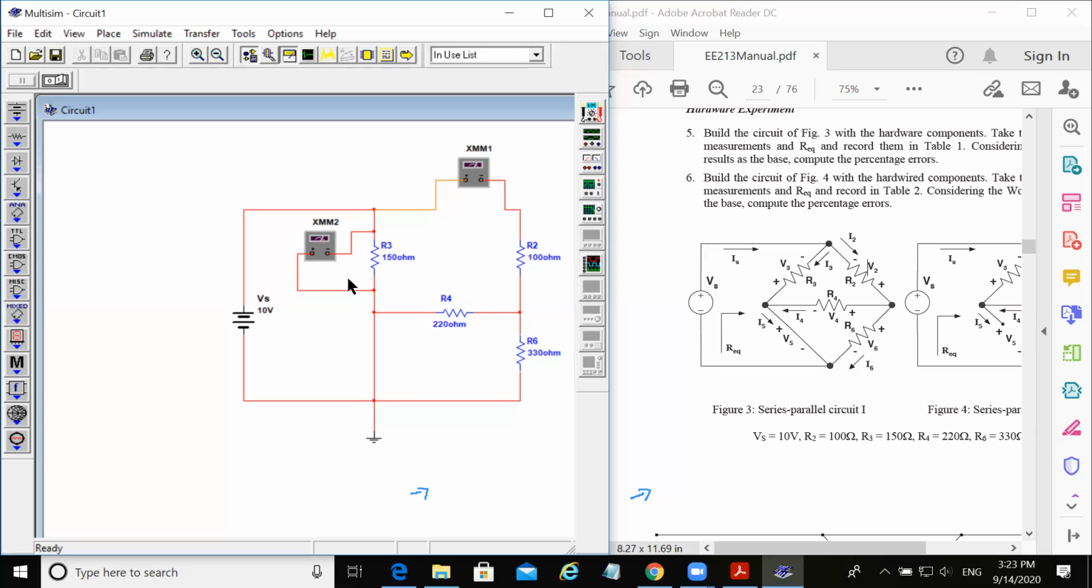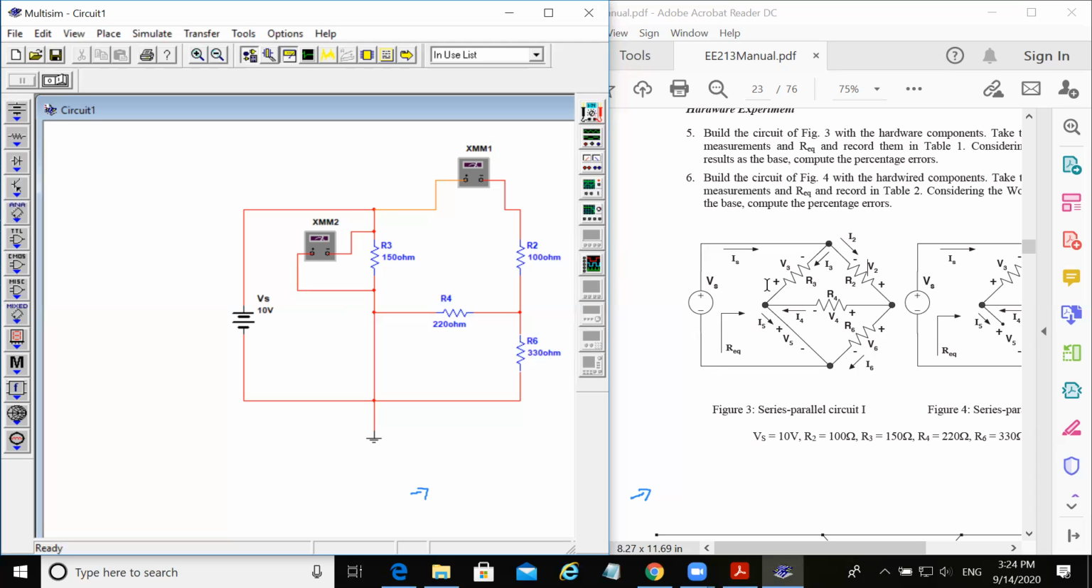Now for the voltage, we have connected a multimeter in parallel with R3, and the polarity of this multimeter shows that we have connected the positive terminal at the bottom of R3, and the negative terminal at the top terminal of R3. That means I'm interested in finding the voltage across R3, which will have a positive polarity downward and a negative polarity upward, which is nothing but V3 as shown in the manual.